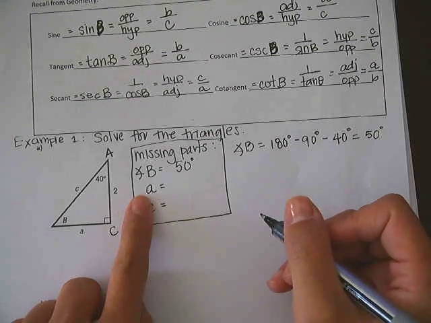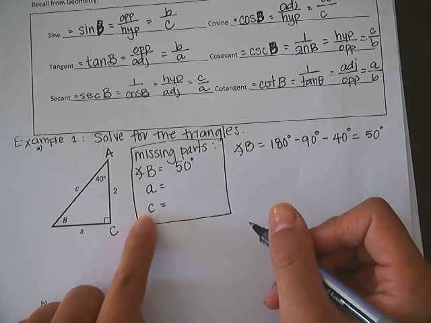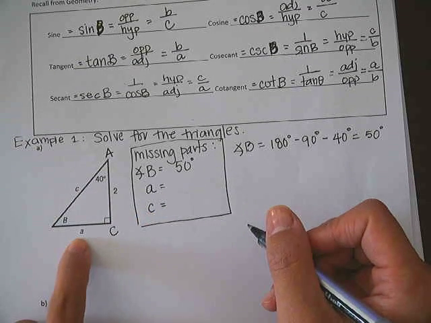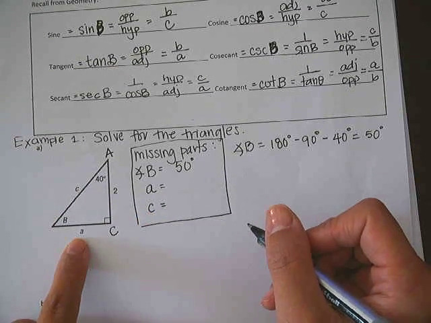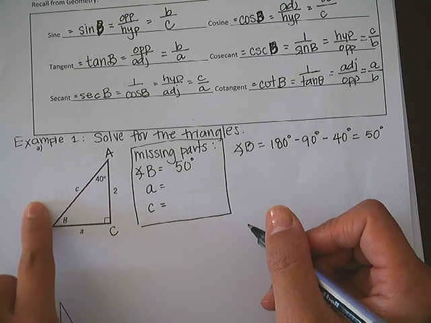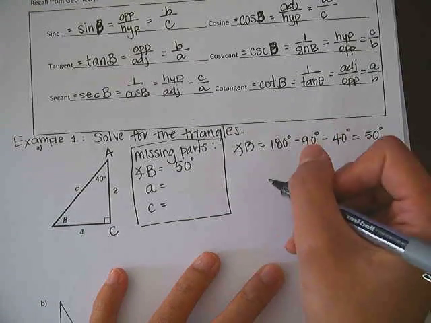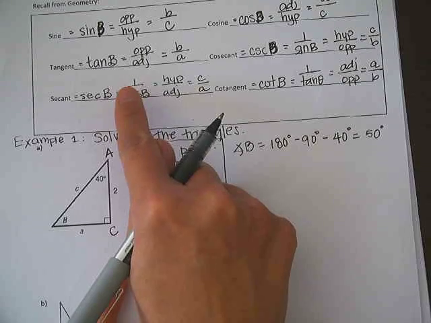Now we need to look for leg A or hypotenuse C. Since I'm missing 2 of these, I can't really use the Pythagorean theorem. Pythagoras said a squared plus b squared equals c squared. Since I have 1 equation and 2 missing variables, I can't use Pythagoras. But I can definitely use the trig functions, which is what we have up here.